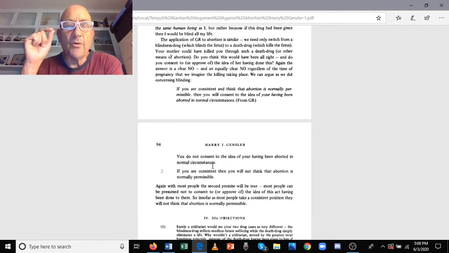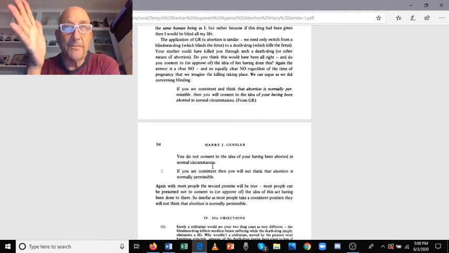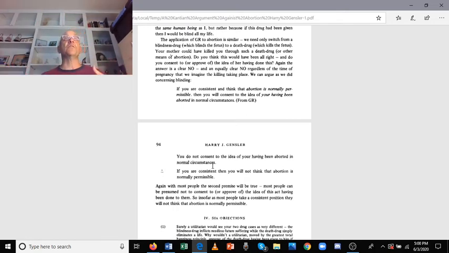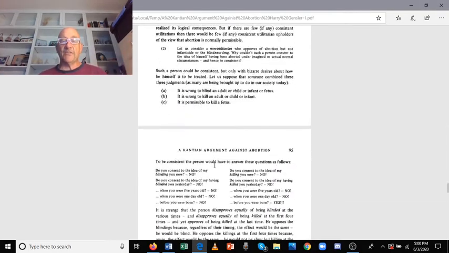If you're consistent, you think abortion is normally permissible. I'm sure people in the class have that view. You'll consent to it. Because if it's permissible, you're saying you're going to agree to it. And if it's permissible and you're agreeing to it, you're saying if others can do it to others, then others can do it to you. And of course, he thinks you don't want it done to you because you want to be around. Right? So he now gets to objection 6.